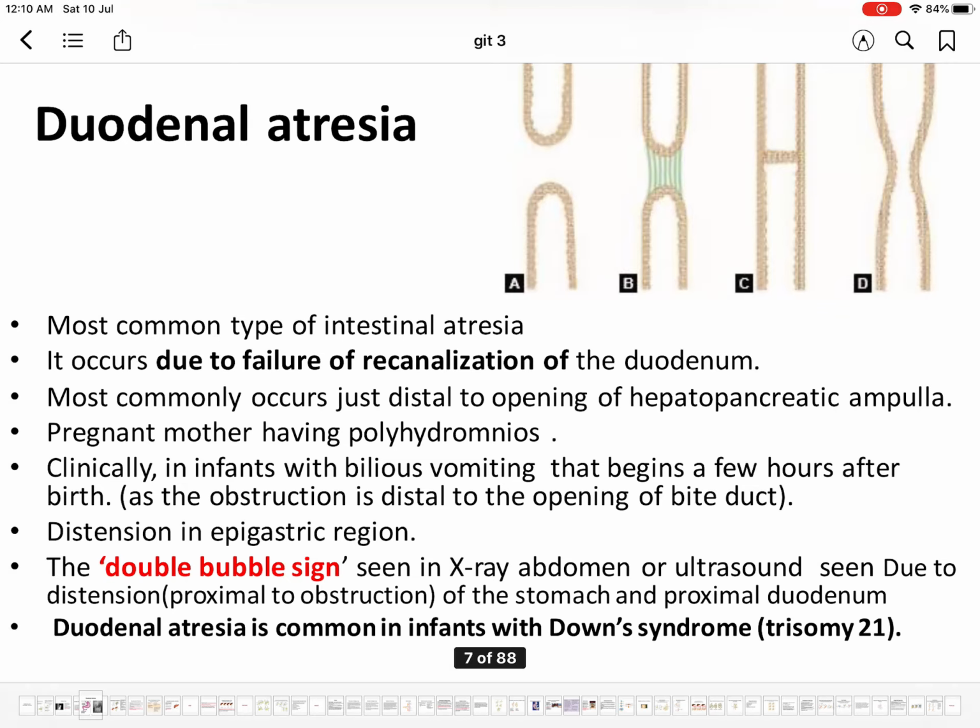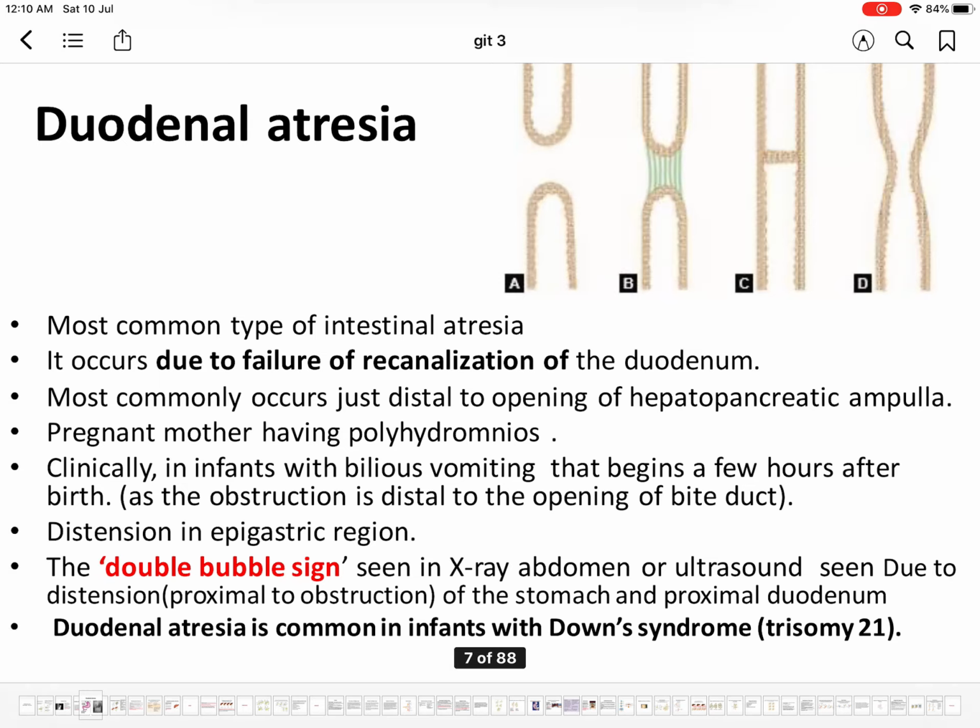And clinically the infant will present with bilious vomiting, because the vomiting will contain bile, and this vomiting begins a few hours after birth, because this obstruction is distal to the opening of the bile duct. Also there will be distension in the epigastric region, because proximal to the obstruction, the duodenum and stomach will be dilated. And in X-ray of the abdomen or in sonography, double bubble sign is seen.